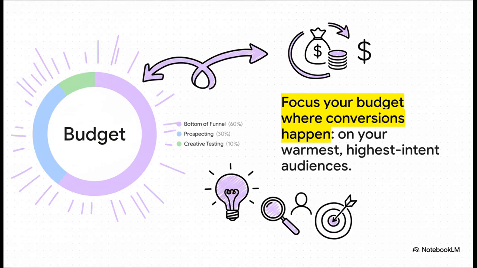And where should your money actually go? This is so critical. A massive 60% of your budget should be focused on the bottom of the funnel, retargeting those people who are this close to buying. That's where you get your immediate return. The rest is split between finding new customers and testing new ads. Please don't spread your budget evenly, focus it where the conversions happen.